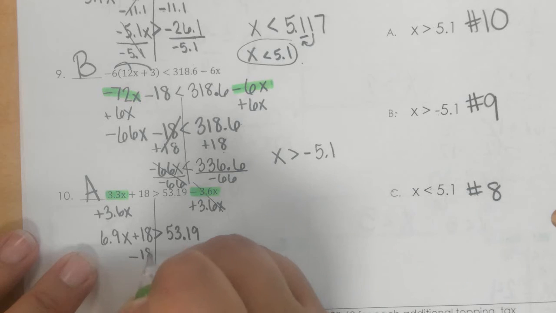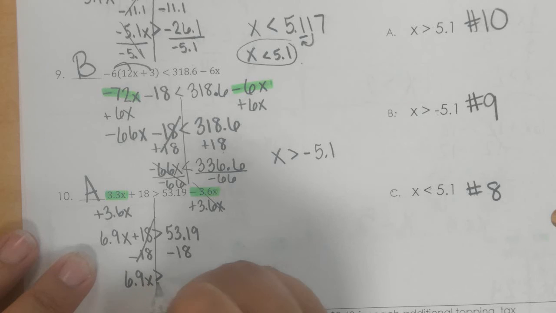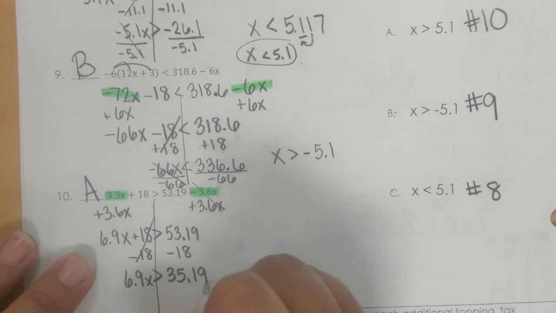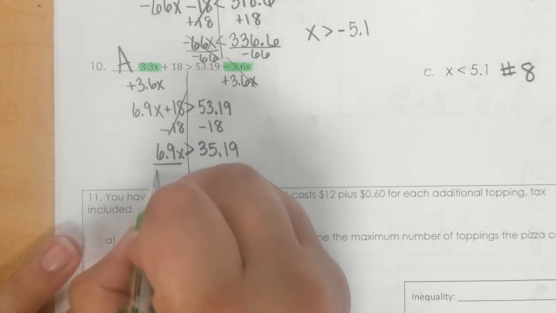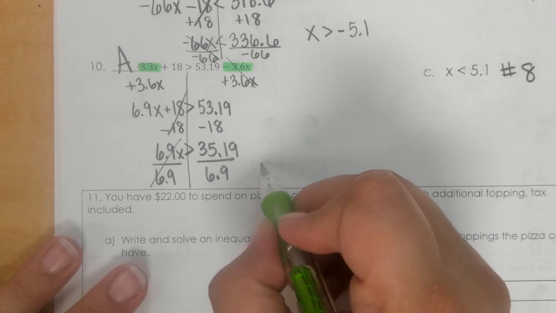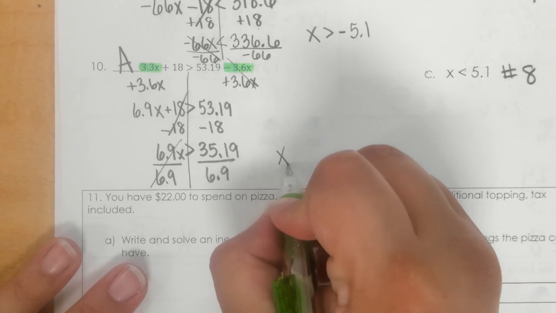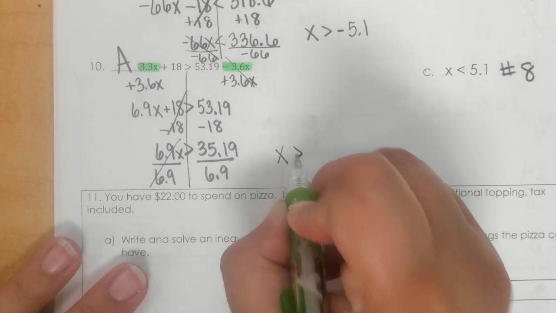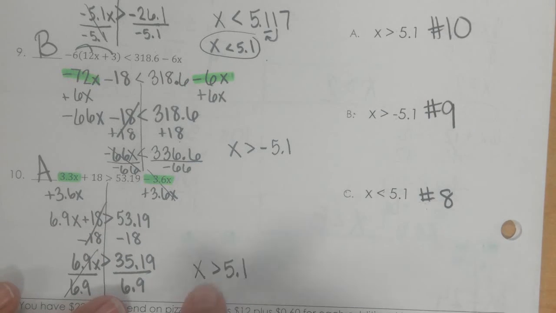Now, we subtract 18. And we get 35.19. Now, to get the x by itself, we divide by the 6.9. Okay, and then a positive divided by a positive is a positive, so I'm going to leave that greater than. Divide these, and I would get 5.1. So that matches letter A. So 10 is A.